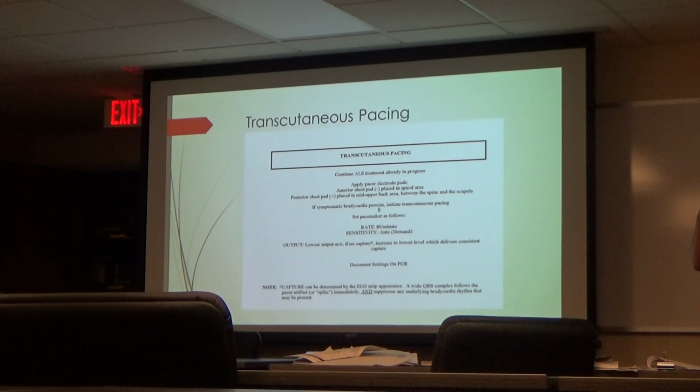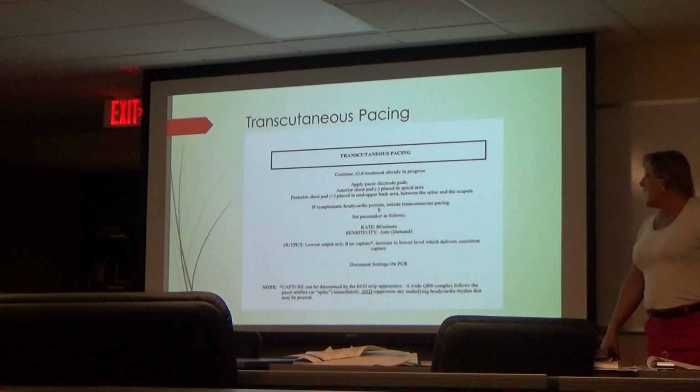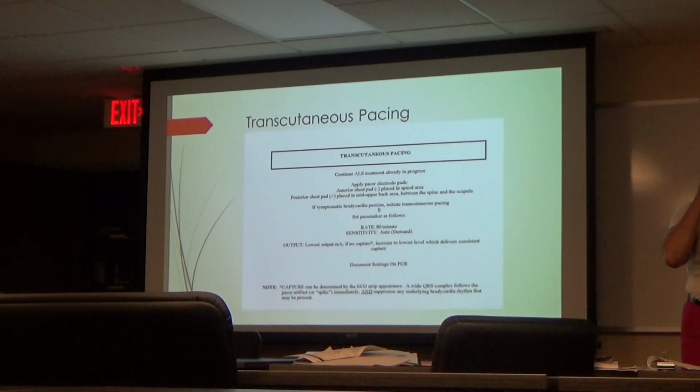As we're going through, after we set the rate at 80, we turn up the milliamps slowly enough that we can watch to see when we get that capture. Once we do, we're going to document the settings so that once we move into the ED, they can set their pacemaker up at approximately the same levels. Again, that wide QRS complex is going to follow that pacer spike. So, anybody have any questions on standard bradycardia or pacing?